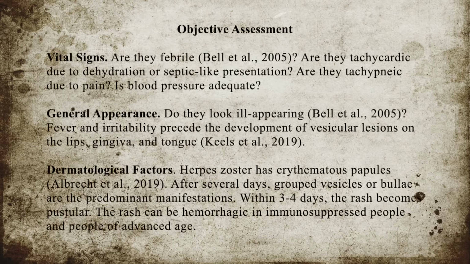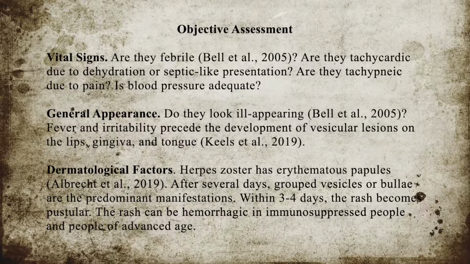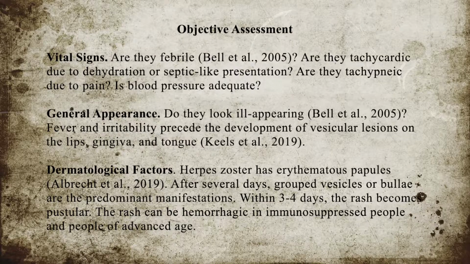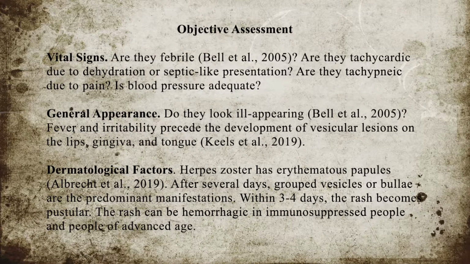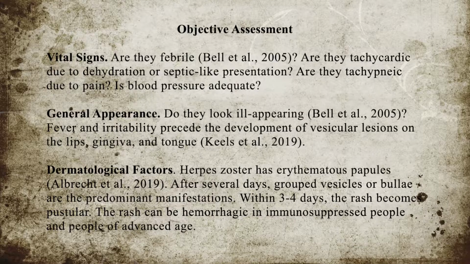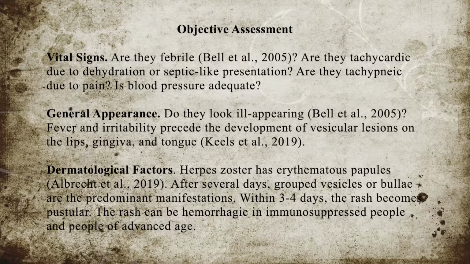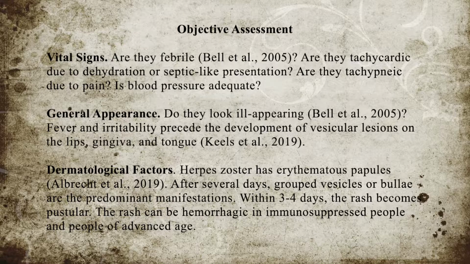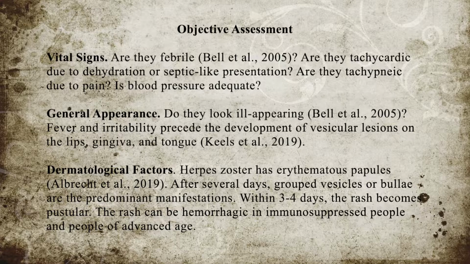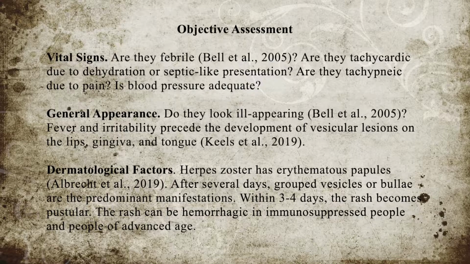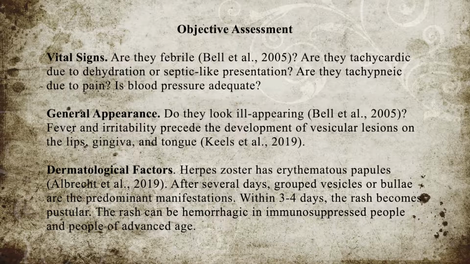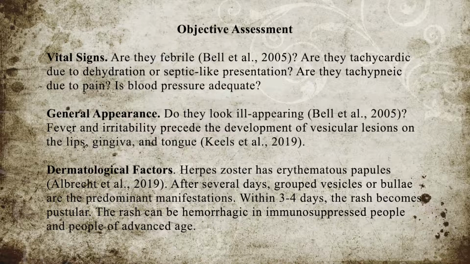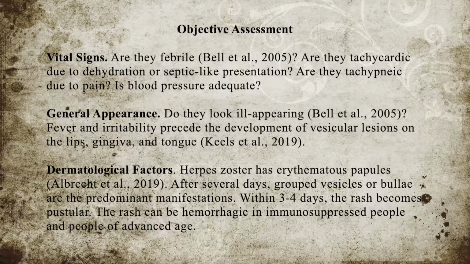The objective assessment, of course: look at the vital signs, any fever, tachycardia, dehydration, whether blood pressure is adequate, any pain. General appearance: do they look ill-appearing? Do they have fever, irritability? Herpes zoster has erythematous papules, and after several days, grouped vesicles or bullae are the predominant manifestations on the dermatological exam, and within 3 to 4 days, the rash becomes pustular, and the rash can be hemorrhagic in immunosuppressed people and people of advanced age.